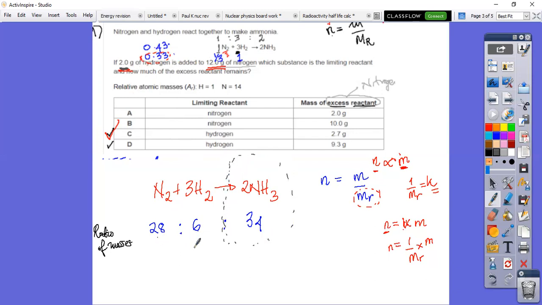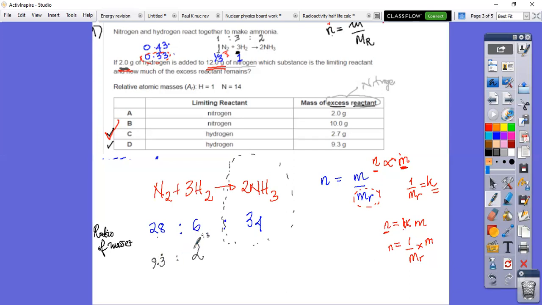And so I have 2 grams of hydrogen, yes? And what did I do here to get from 6 to 2? Well, I divided by 3. So I'm going to have to divide this by 3 as well. Now, what is 28 divided by 3? I think it was that value that you found of 9.3, isn't it? Yeah. So I get 9.3 recurring.